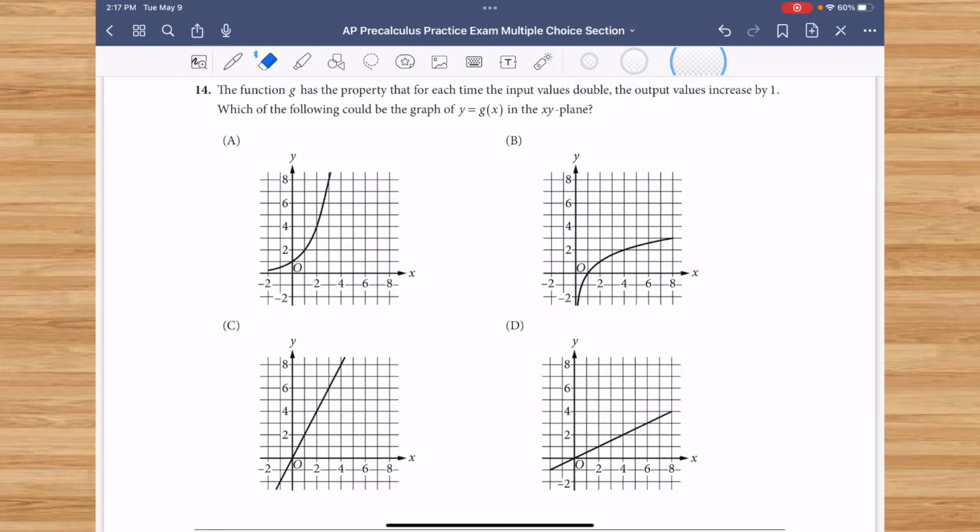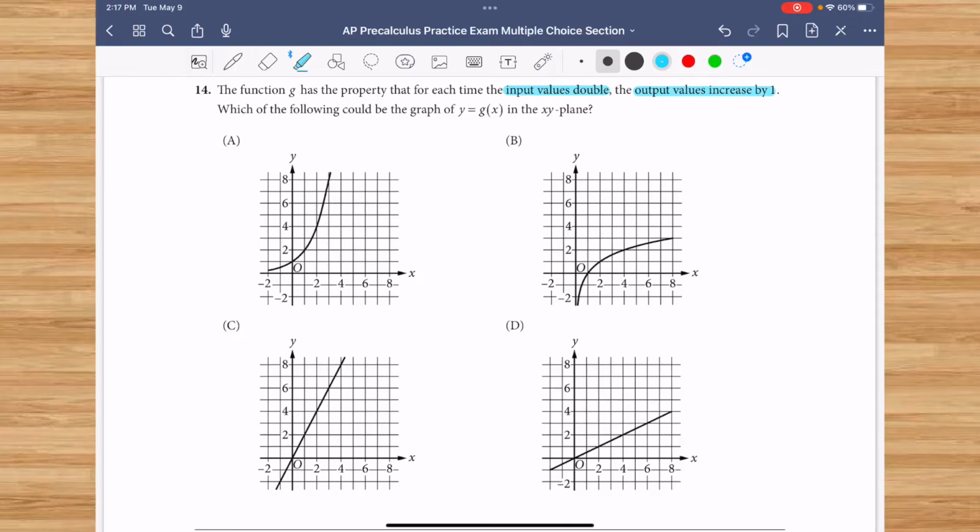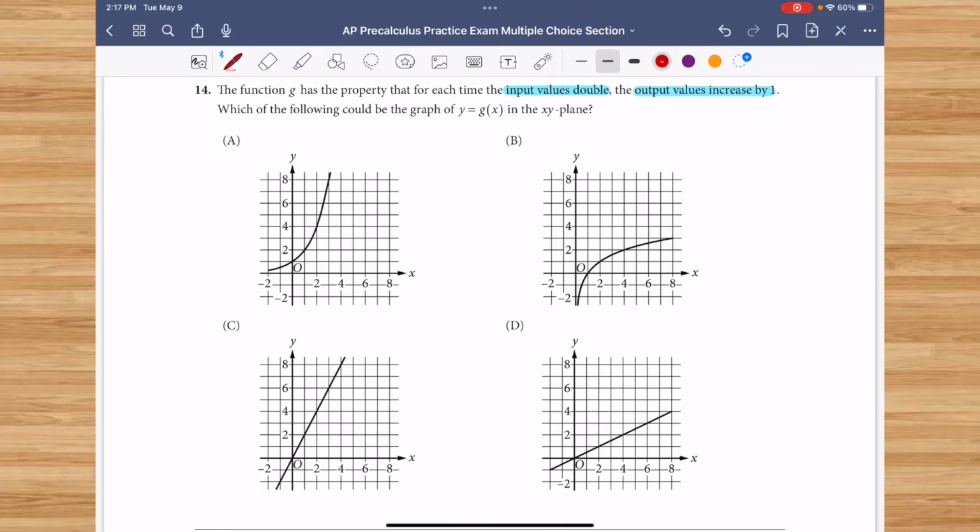Question 14 says the function g has a property that for each time the input value doubles, the output value increases by 1. Which of the following could be the graph of y equals g of x in the xy plane? Okay, so we know that the input value x is going to double and that the output is going to be only increased by 1.